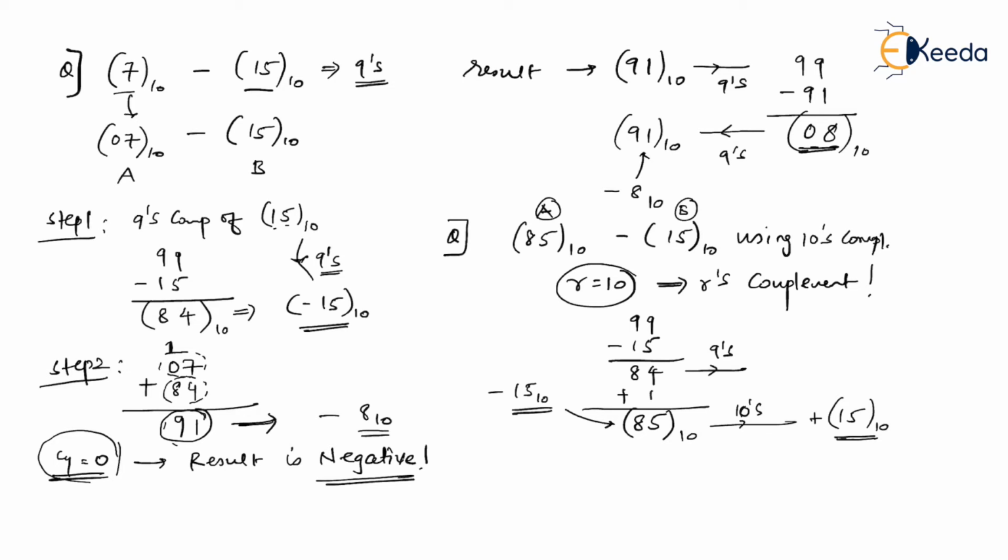So what I need to do is I have to add A with 10's complement of B. So I'm going to add A, that is 85, with 10's complement of B, which is also 85. Now this is just a coincidence. Not every time you will get the same. So what I'm going to do is 85 plus 85. Don't forget this was A and this is nothing but 10's complement of B. Correct? Let's do the addition.